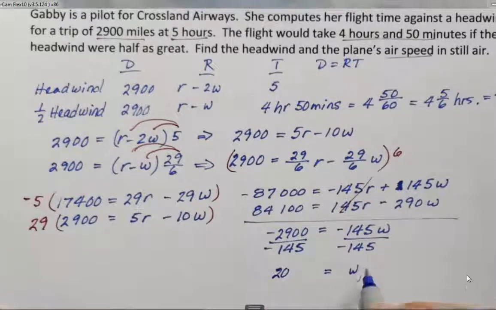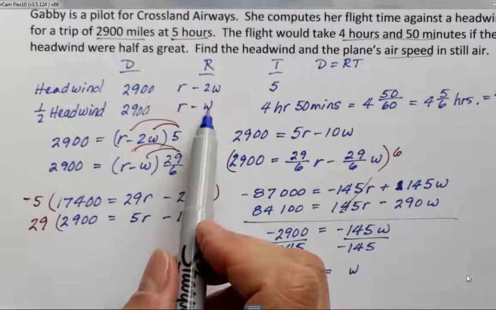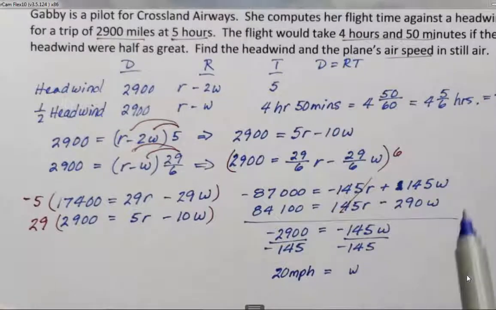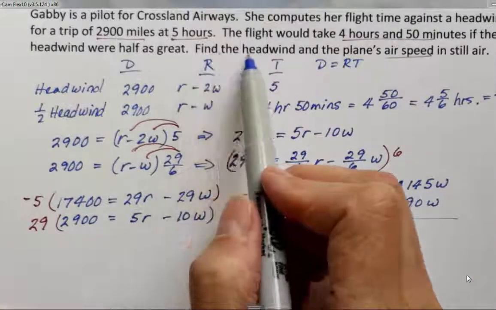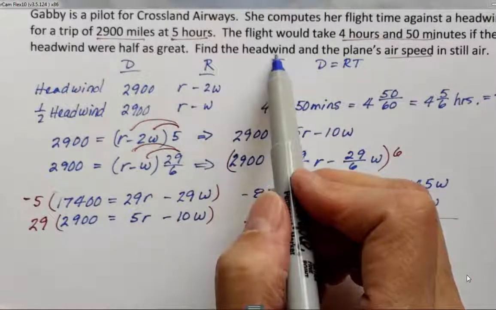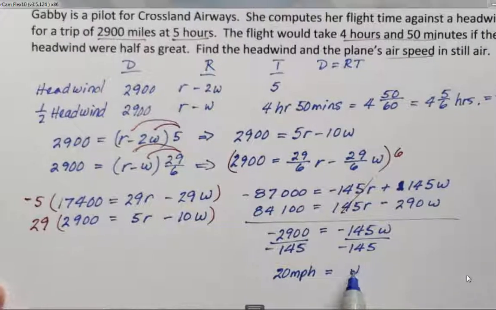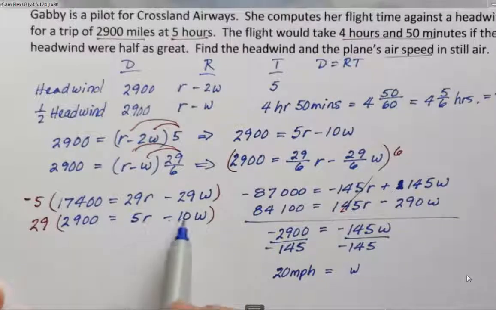Now remember, what was w representing? It was representing our wind, and so then our wind is going to be 20 miles per hour. So that answers this question right here. Find the headwind, because w is representing my headwind. Now I need to find the airplane's speed. So to do that, I'm going to substitute 20 for w into one of my equations, and I'll probably just pick this second equation. It looks like the easiest.